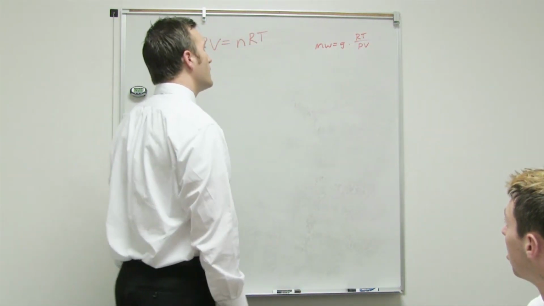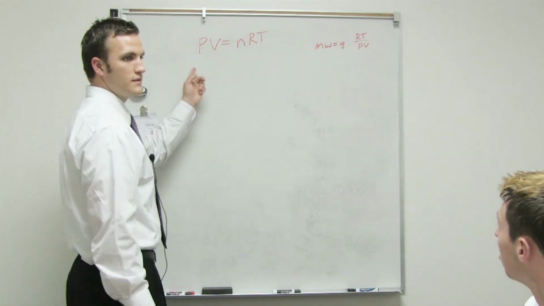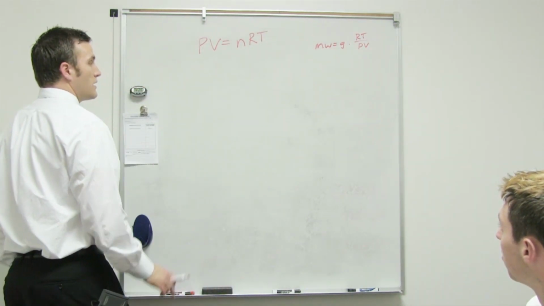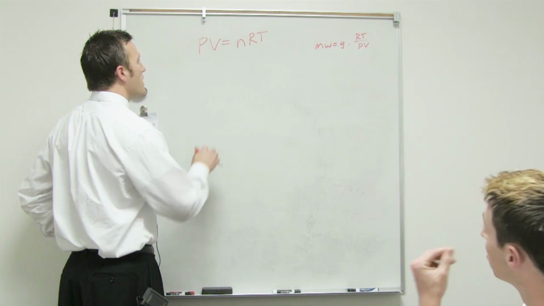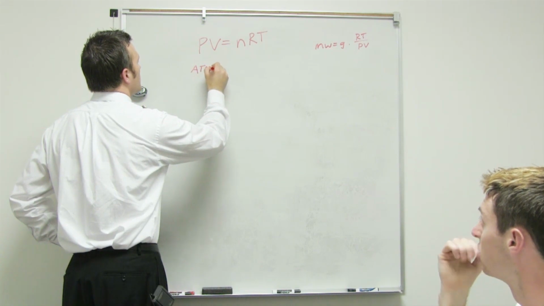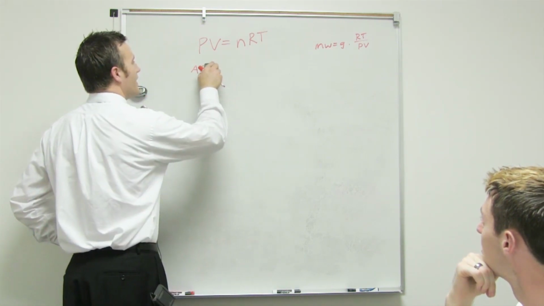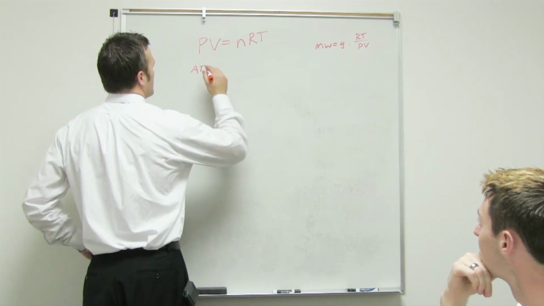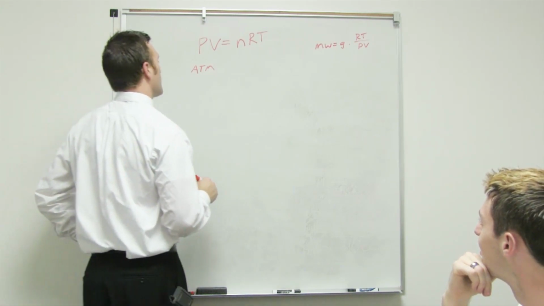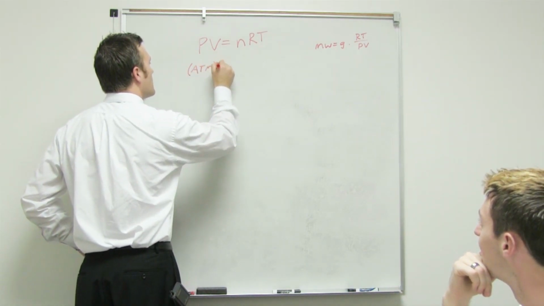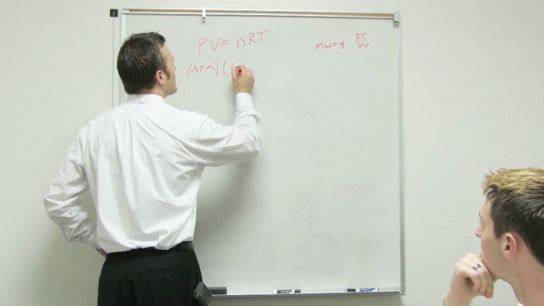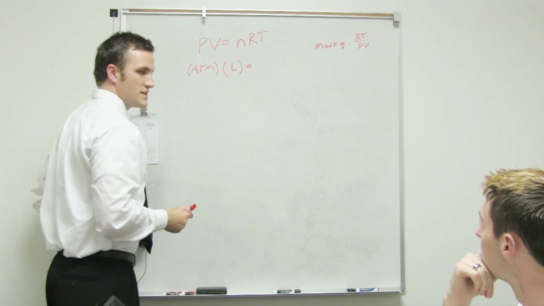Okay. Now let's get that equation from this equation, and let's just do it in units. So what are the units of P? Atmospheres. Good. ATM, atmospheres. Times, what's the units for volume? Liters. Okay, good.